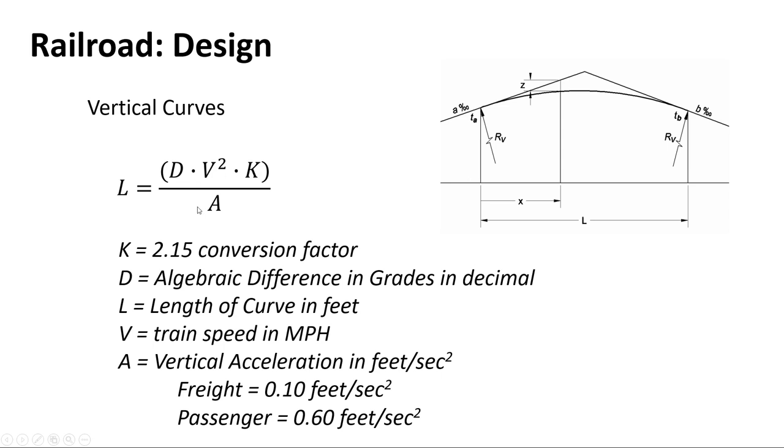And this is the equation we use in railroads to determine the minimum length of curve. Trains don't care about stopping sight distance. Interesting, right? What is the stopping sight distance of a train? You think, right? The stopping distance of a train is on the order of a mile, right? To get a train to stop, it's on the order of a mile.